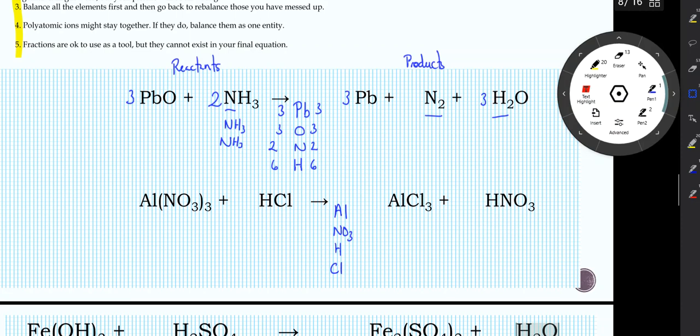So in this case, my Als are balanced. The NO3s, though, I have 3 on one side. So this 3 refers to everything in the parentheses. So I have 3 on that side, I only have 1 on this side, so I'm going to put a 3 right here.